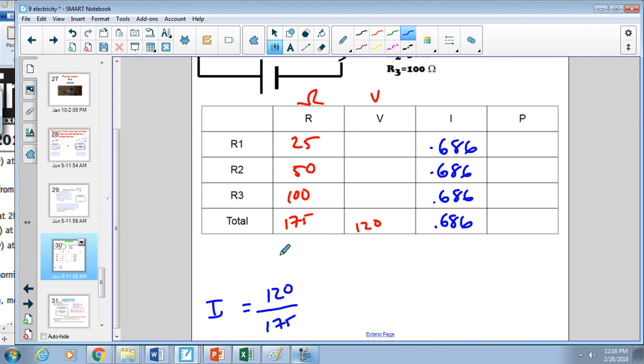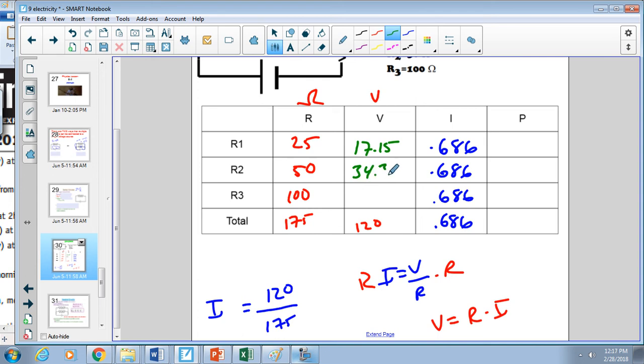Now we can figure out the voltage across each one of these by rearranging Ohm's law to solve for voltage. We can now use our current and our resistance to fill in our voltage drops. So 17.15, I'll round this to 17.2, 34.3, and 68.6. And if you were to add all of those together, it equals 120, or in this case, 120.05.